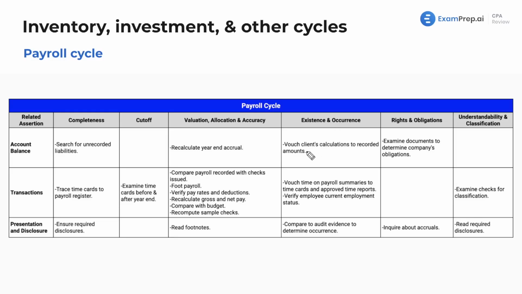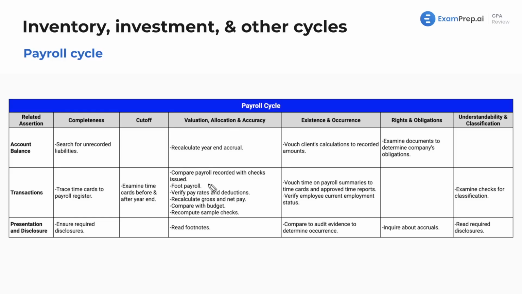Existence and occurrence. Here you could vouch the client's calculations to recorded amounts. Rights and obligations. You want to examine documents to determine the company's obligations. Diving into transactions, we could trace time cards to the payroll register. So making sure that when employees punch in and punch out, the amounts on there tie to the payroll register, multiplied by the hourly rate they get paid. For cutoff, you could examine the time cards before and after year end, making sure that everything's in the right period. For valuation, allocation, and accuracy, we could compare payroll recorded with checks issued.